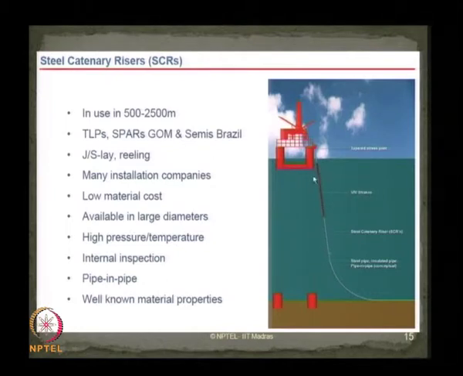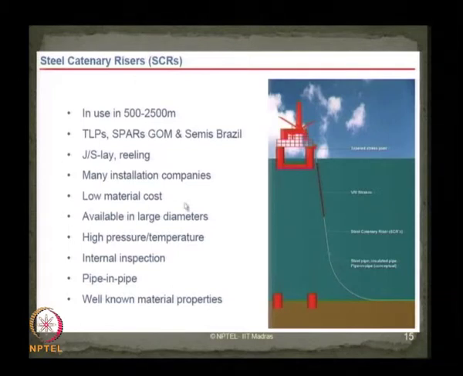The steel catenary riser essentially consists of a steel pipe, an insulated pipe, or a pipe-in-pipe conceptual system. This has been successfully deployed at water depths from 500 meters to 2500 meters. They are generally used in TLPs and spars in the Gulf of Mexico, and semi-submersibles in Brazil. They can be laid by different kinds of laying systems like J-lay and S-lay, or even by a reeling system. Many installation companies practice installation of steel catenary risers as a very interesting methodology.